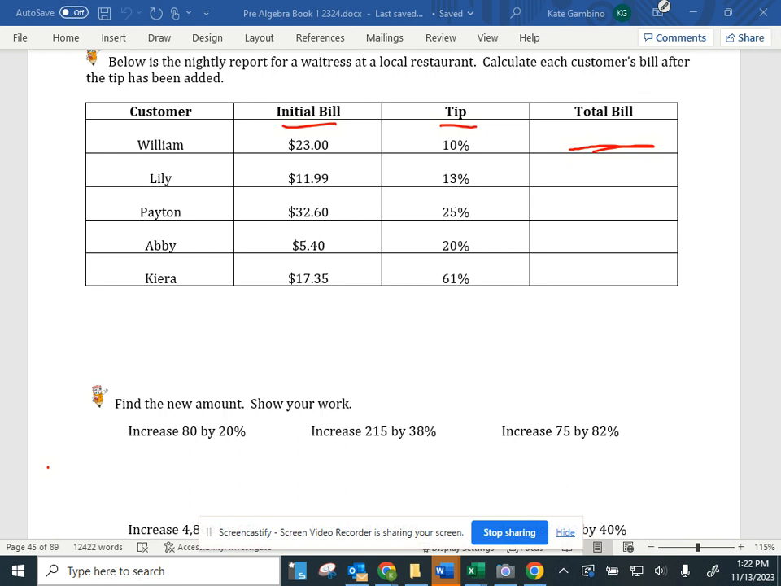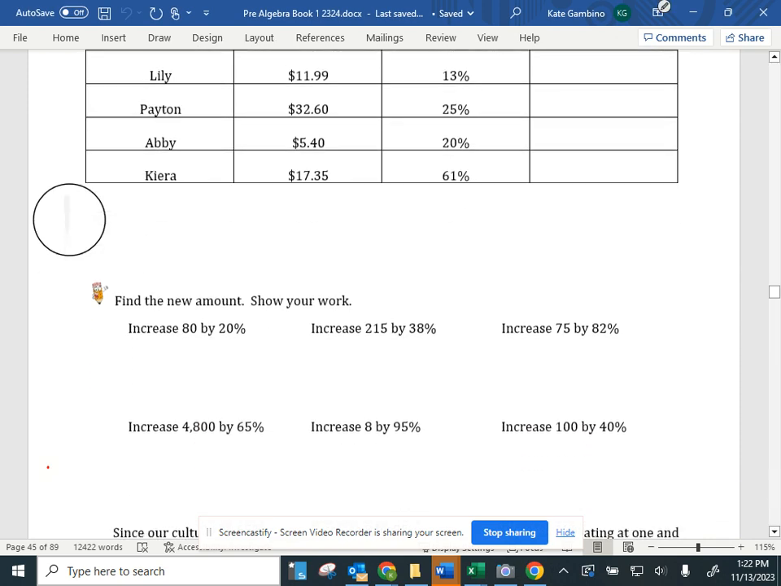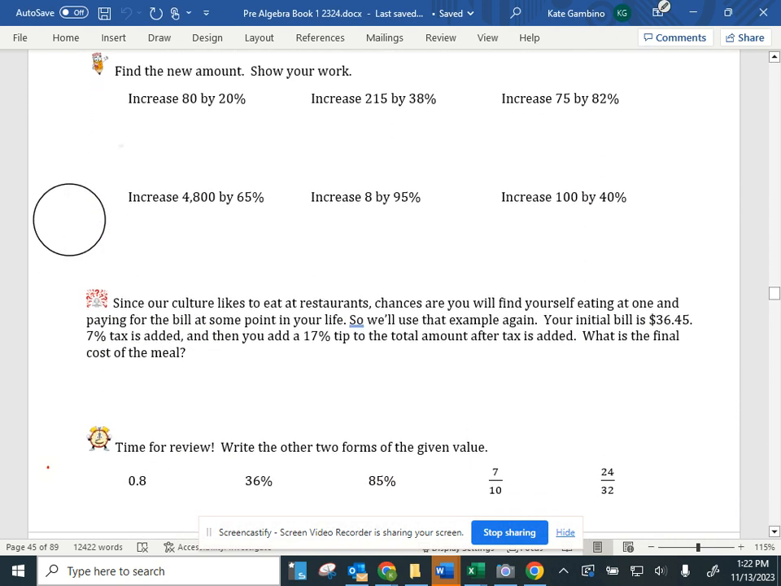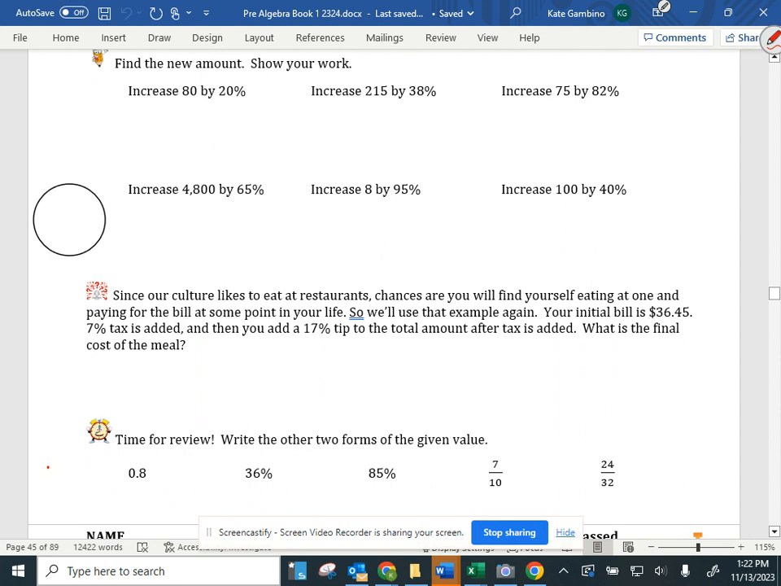Notice on the middle here, it says, find the new amount, show your work. You're not just saying, oh, I know what numbers to put into my calculator, and I'm gonna put in my calculator and put the answer down. You are showing your work, friend. You are writing down what the calculations are that you're putting into the calculator. And then you can put what the answer is.